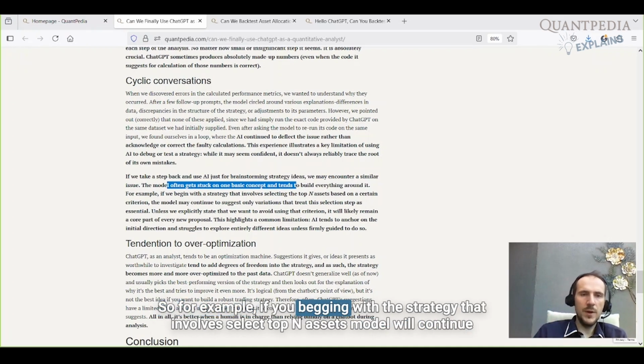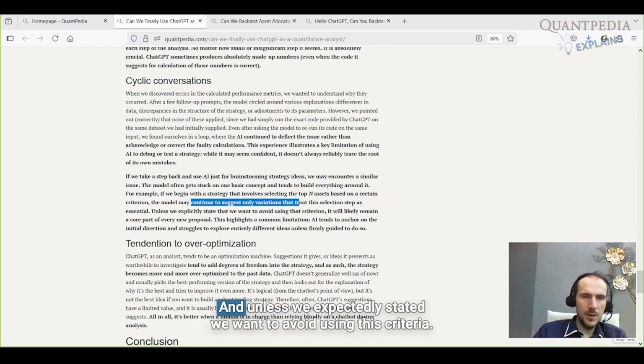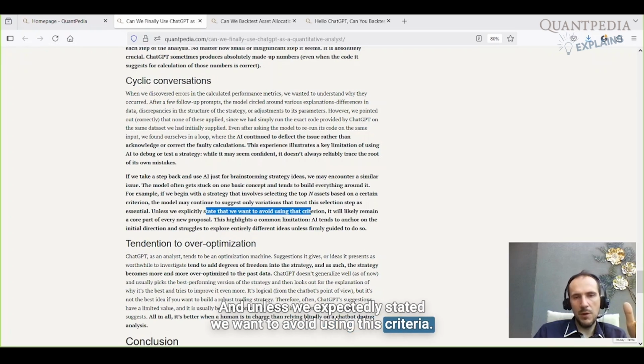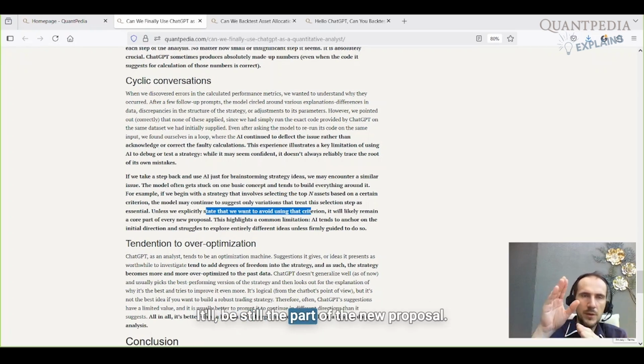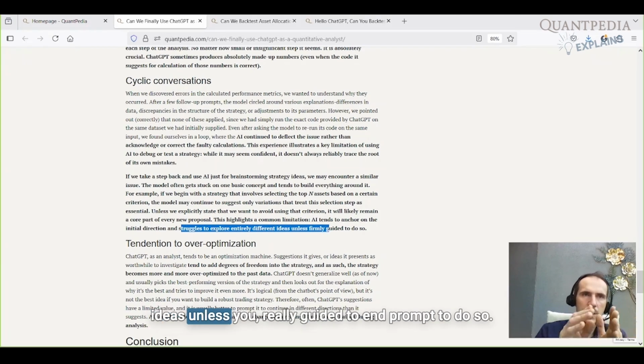So for example, if you begin with a strategy that involves selecting top N assets, the model will continue to suggest variations of only this one step, and unless we explicitly state that we want to avoid using these criteria, it will still be part of the new proposal. The AI tends to anchor on the initial direction, and it struggles to explore different ideas unless you really guide it and prompt it to do so.